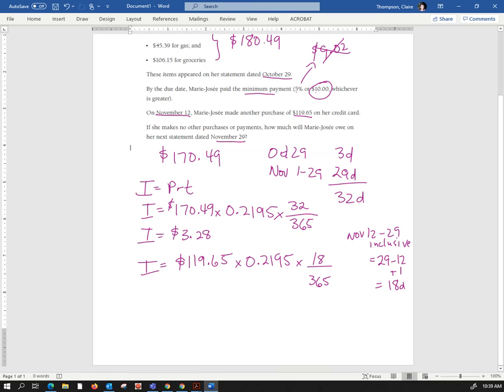So I'll plug that in here and then do the math. What you should get is the interest is $1.30. And remember, you round to the nearest penny.